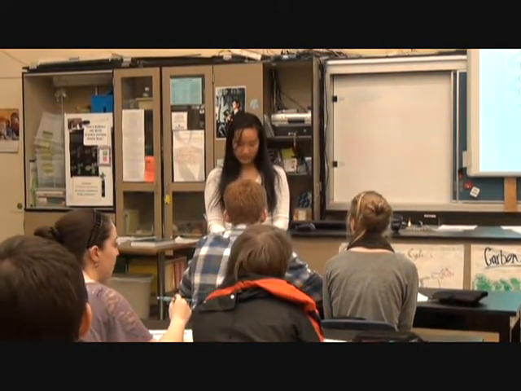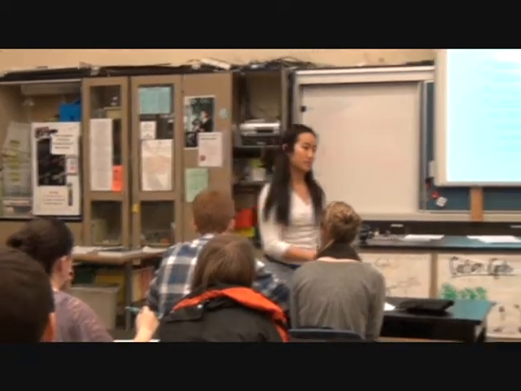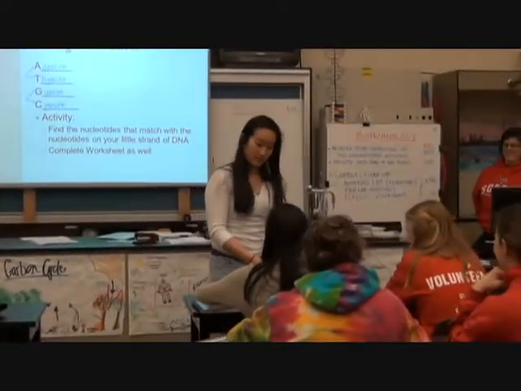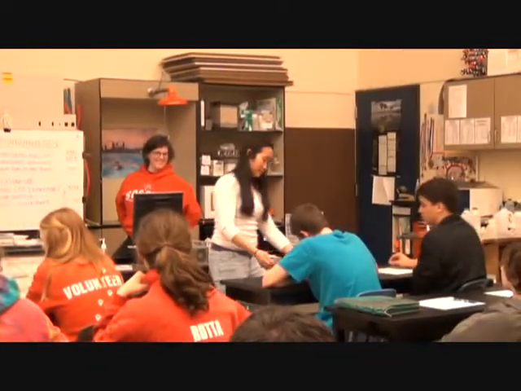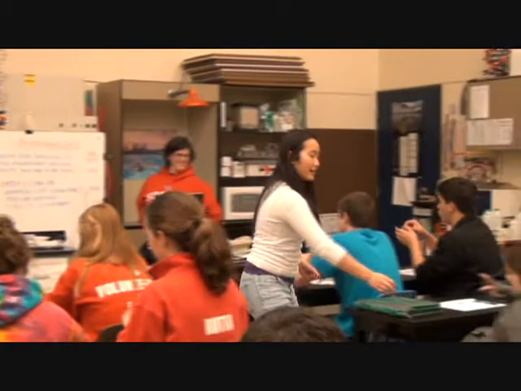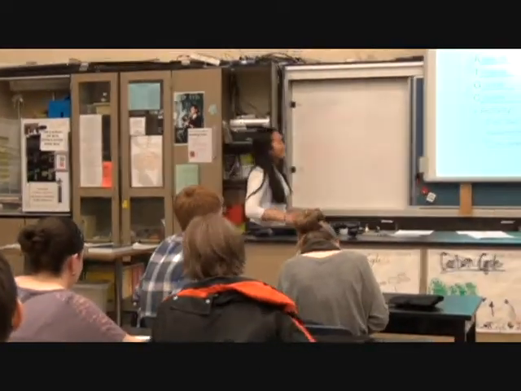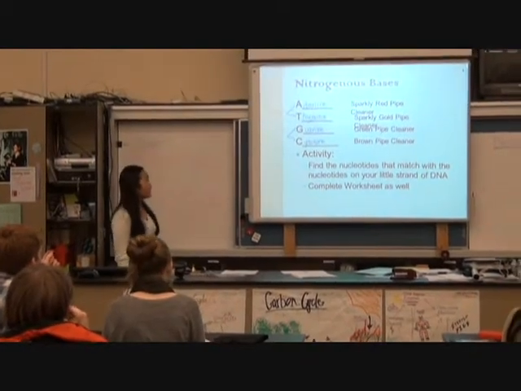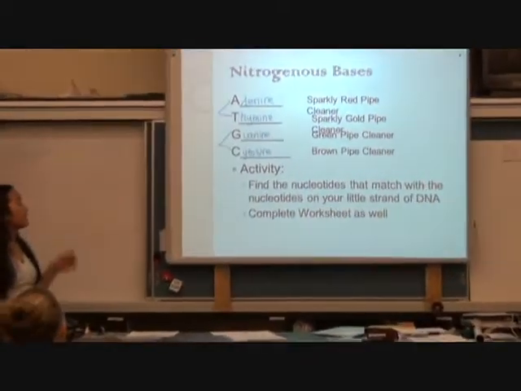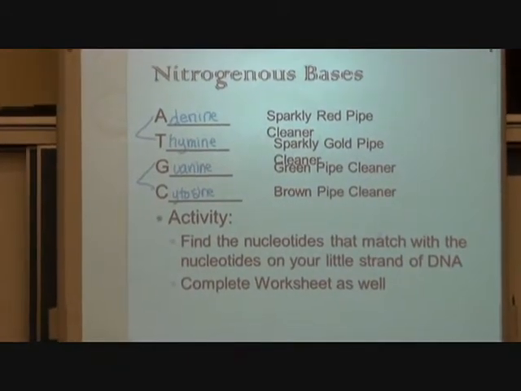So does every person get one or every pair? Every person should get one. Hey, I have extra. Alright, so go ahead and move around and go find, oh wait, you need to know the colors. Okay, so the sparkly red pipe cleaner is the adenine, the gold one is the thymine, and then guanine is green and cytosine is brown. So go ahead and go look for your nucleotides.